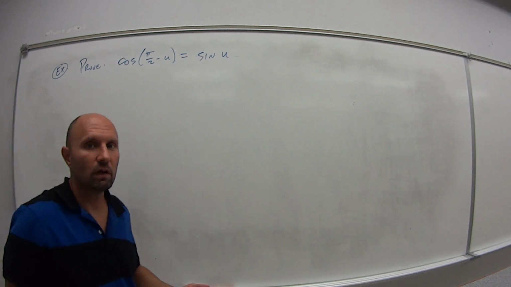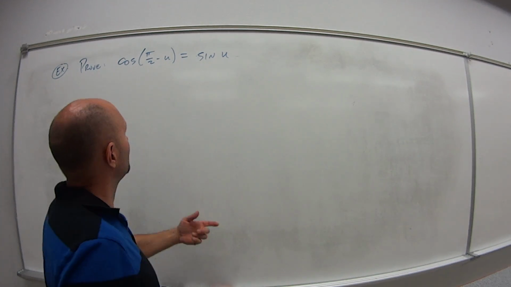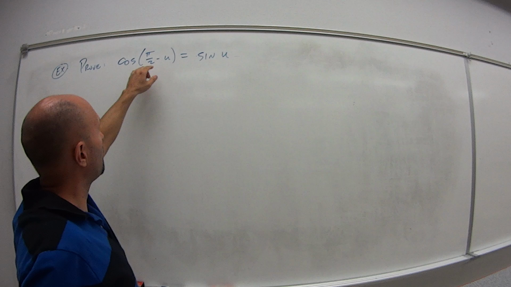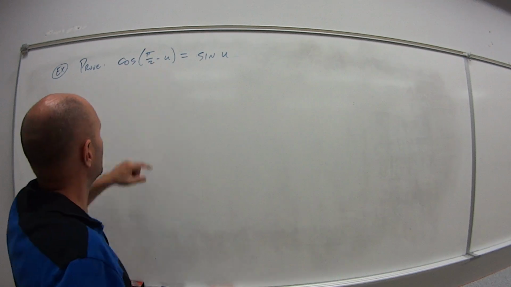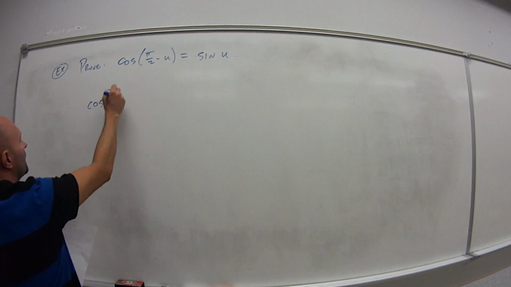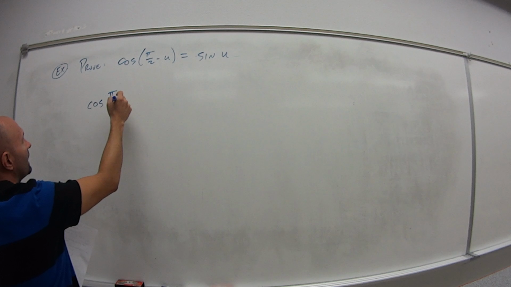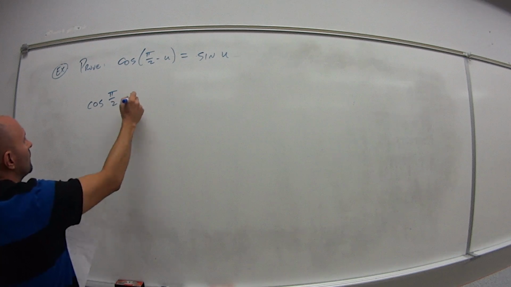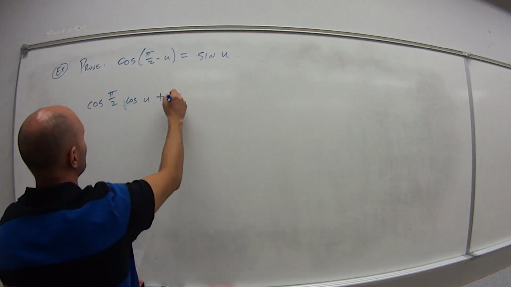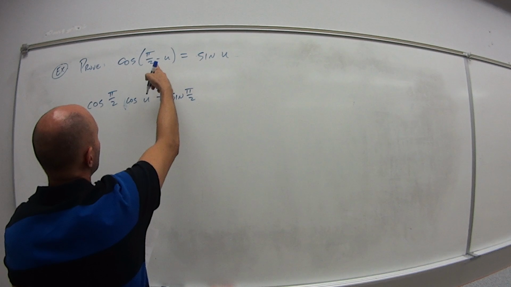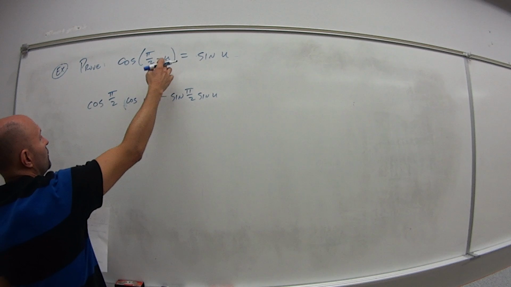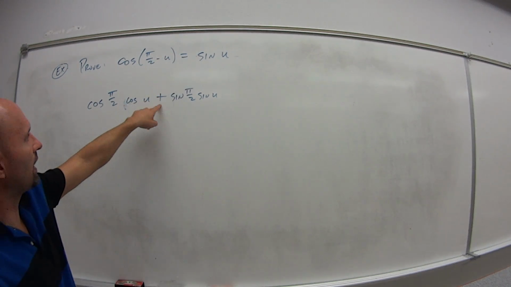So it's a proof. What do we do? Pick the most complicated side. The most complicated side is the left-hand side. And this is a cosine subtraction formula. So if we use the cosine subtraction formula, it's cosine of pi over 2 times cosine of u. Because this is minus, we have a plus sign. And then sine of pi over 2 times sine of u. Our pi over 2 is our s, u is our t. So cosine, cosine plus sine, sine.